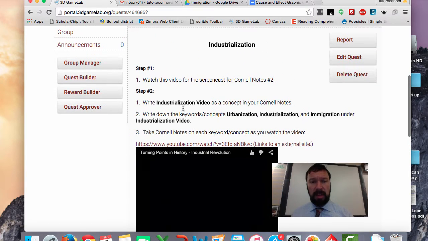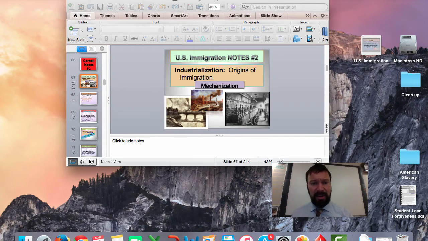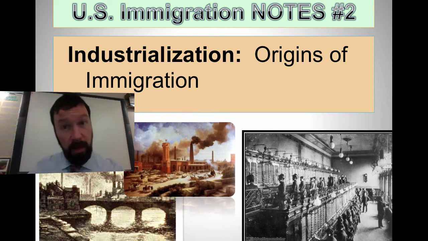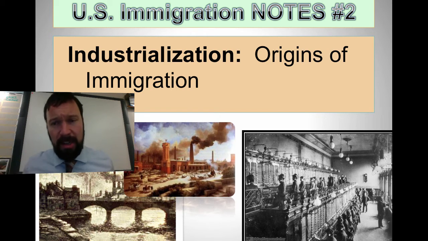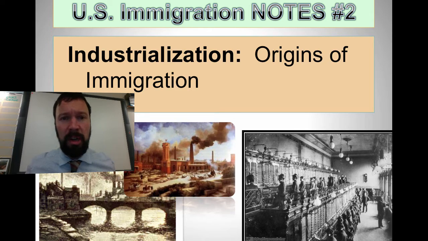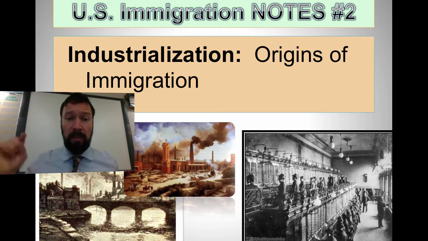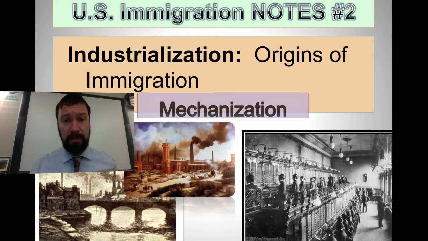All right, so I'm going to take you through step 1. We're watching the video for the screencast. Here comes the screencast. Let me get it ready. Okay, ready. Industrialization is the origins of immigration. In order to understand immigration and why it started happening in such huge numbers in the late 19th and early 20th century, especially in the United States, you have to understand industrialization.